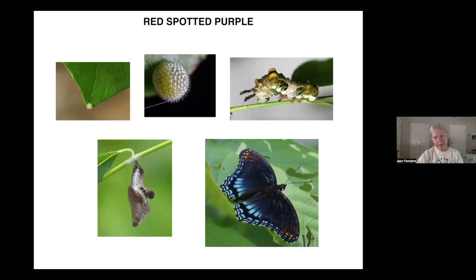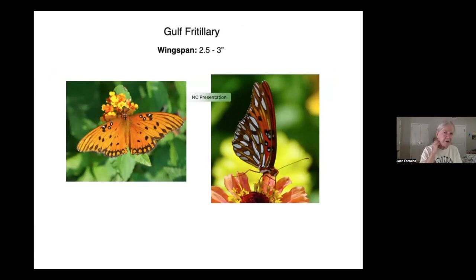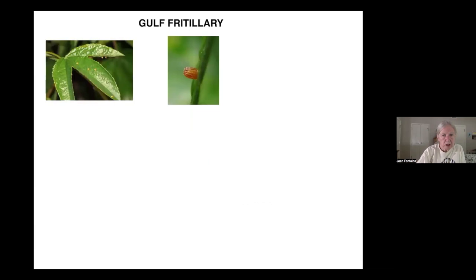Okay, the last two I'm going to spend a little more time on, because both of these are migratory. The Gulf fritillary, you'll see here in North Carolina in late September, October. But then when it gets very cold, they will migrate to the Gulf of Mexico. So that's why it's called Gulf fritillary. And it's got some spikes on it.